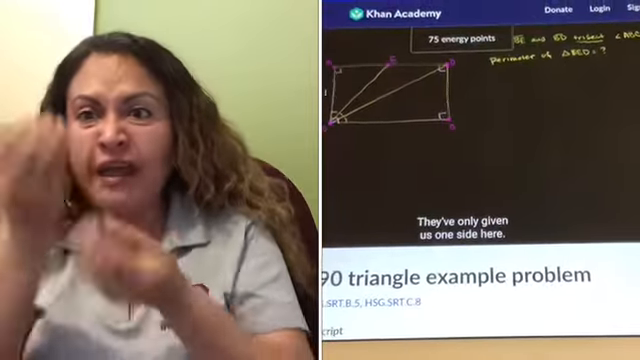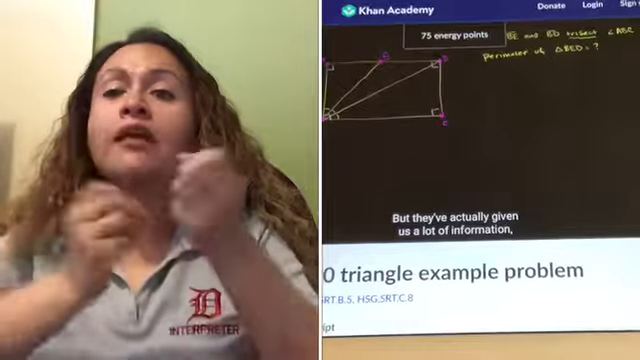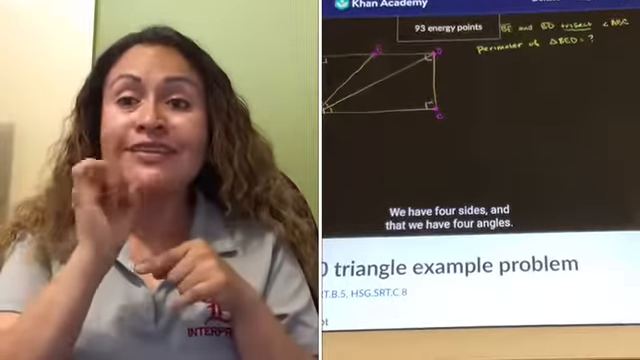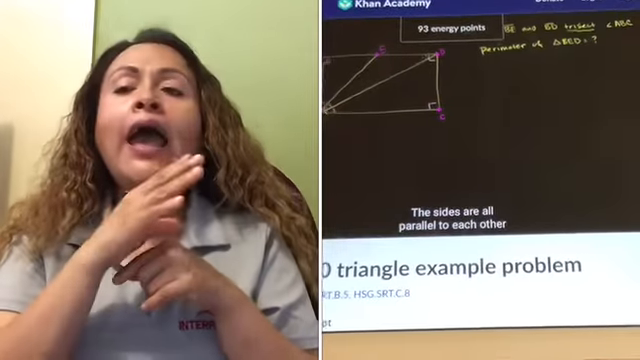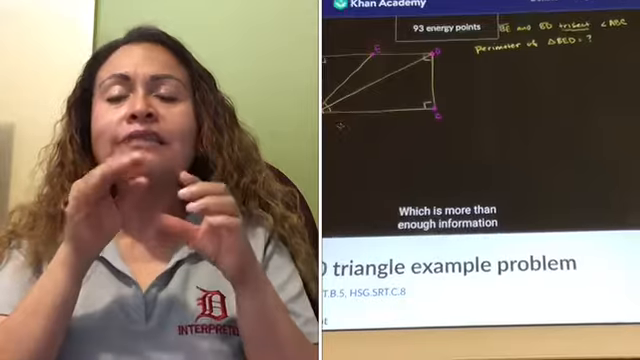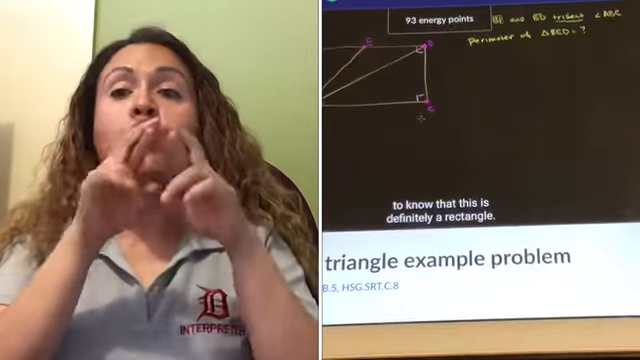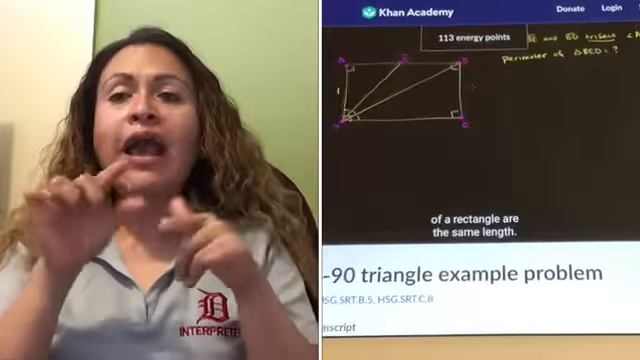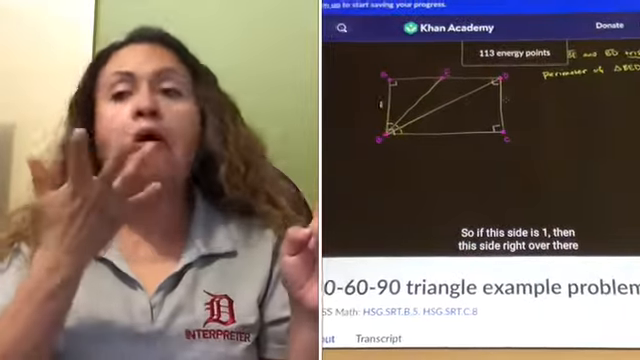They've actually given us a lot of information given that we do know that this is a rectangle. We have 4 sides and then we have 4 angles, and the sides are all parallel to each other and the angles are all 90 degrees, which is more than enough information to know that this is definitely a rectangle. And so one thing we do know is that opposite sides of a rectangle are the same length. So if this side is 1, then this side right over there is also 1.